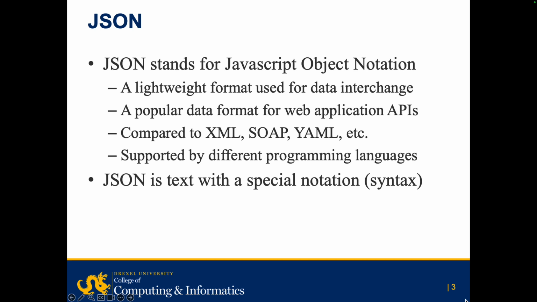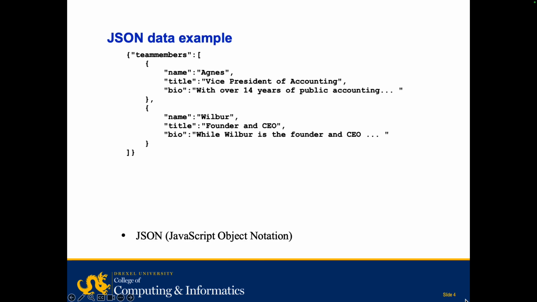JSON is text with special notation. Okay, so an example like this, right? When you write a JSON, always remember to start with the curly brace and then end with the curly brace, because it's treated as an object. And then inside the object, the basic element is always a key value pair. Key followed by colon and then the value. And of course you put the key in quotes. And then the value, usually in quotes if it's a string, but if it's a number, then you do not have to use quotes.